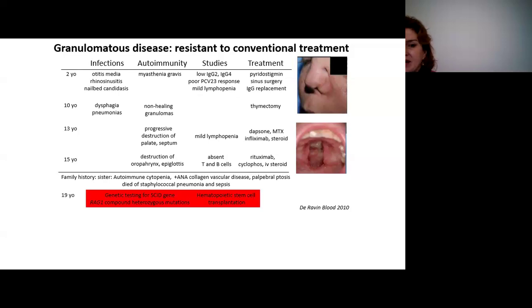And lo and behold, at the age of 19, the patient had genetic testing and was found with a RAG1 compound heterozygous variant, and that made him eligible for hematopoietic stem cell transplant. So this patient had a very late diagnosis at the age of 19 of a combined immunodeficiency that could probably have altered his disease course had he had the knowledge of his disorder beforehand.